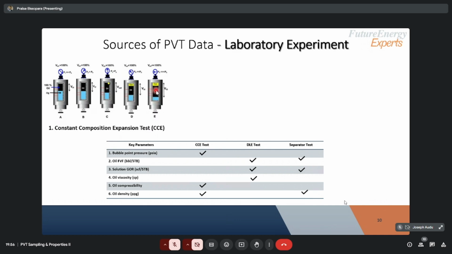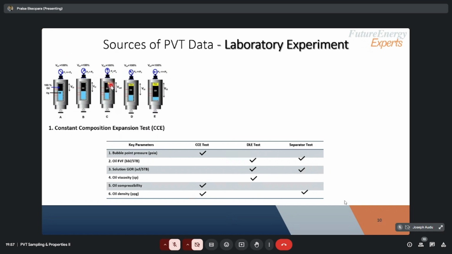So that's how we do it. Now take note, because it's constant composition, it means that nothing leaves, nothing enters, right? So no additional fluid is entering, no additional fluid is escaping. So everything is inside there. Why? Because we are interested in determining bubble point pressure.